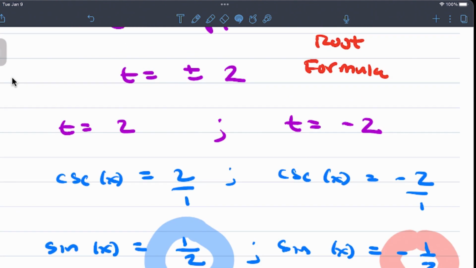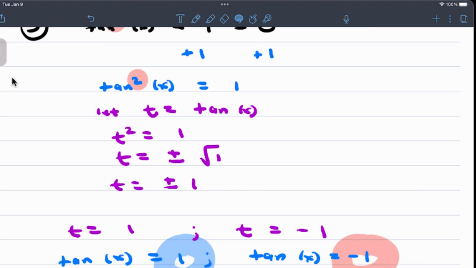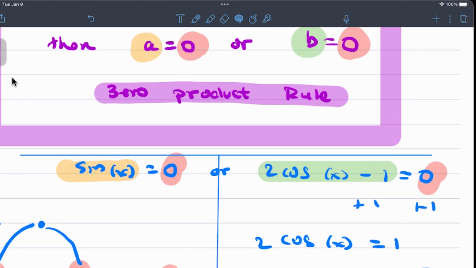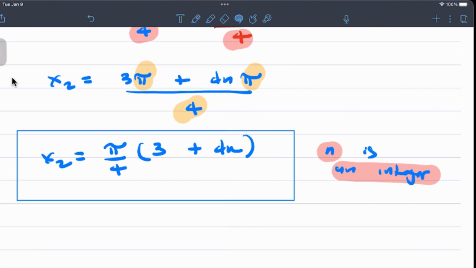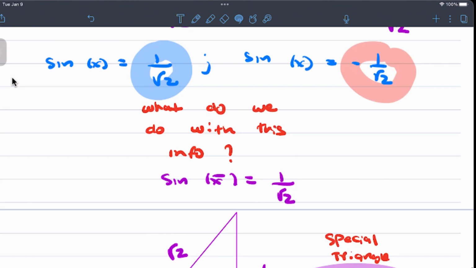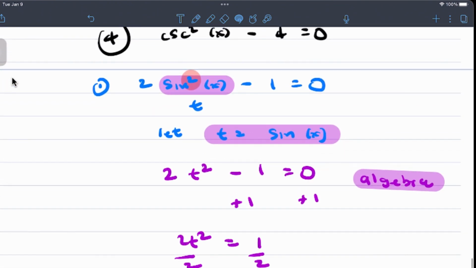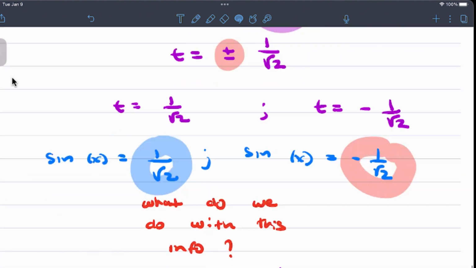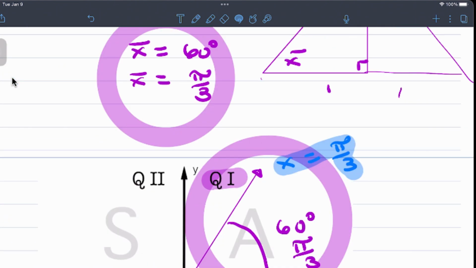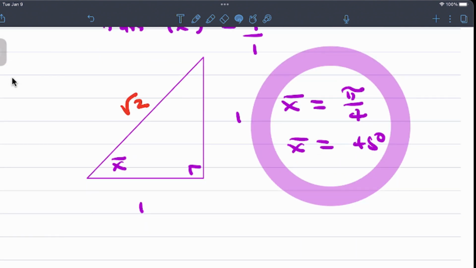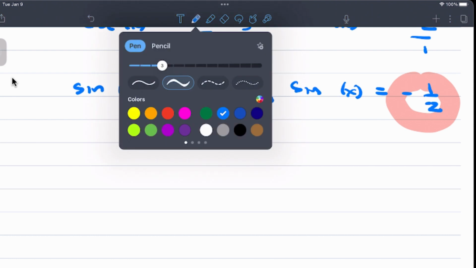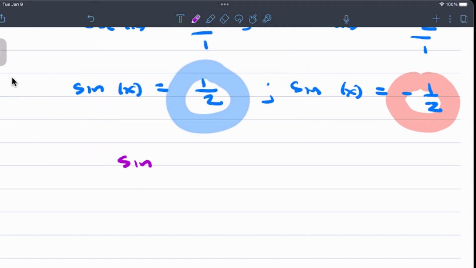Did we do this earlier? Sine's positive 1/2? I don't know if that sounds familiar to me. No, we didn't. That was 1 over the square root of 2. Okay. Sine is positive 1/2. Okay, so let's go to the reference angle. We got to see what special triangle this is going to be. Is that right?